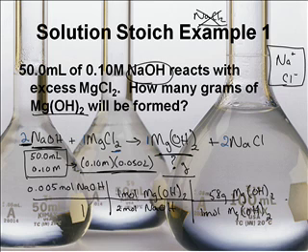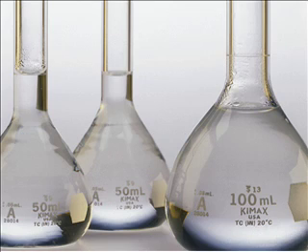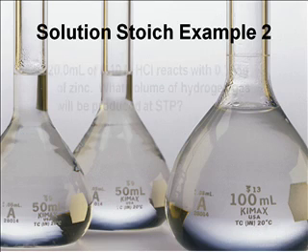Notice I have no naked numbers here, right? So the moles of NaOH cancels, the moles of the magnesium hydroxide cancels, and so I'm going to take my 0.005 number divided by 2 times the 58, and I get 0.145 grams of Mg(OH)2. And that's the answer. You see, the key is M times V equals moles. Let's do a second example.